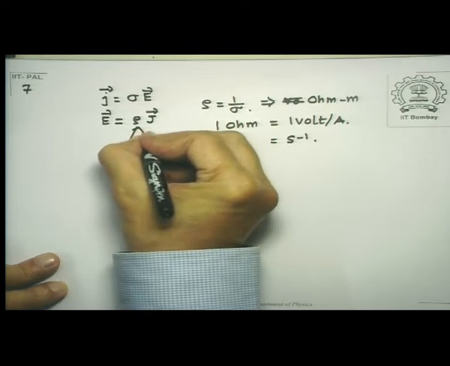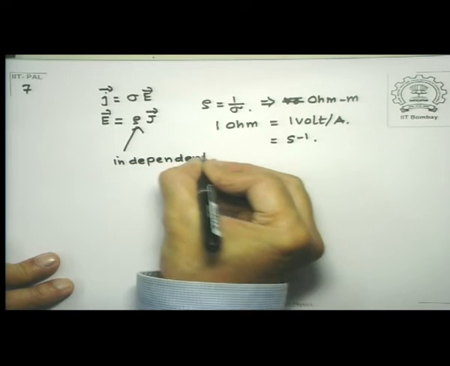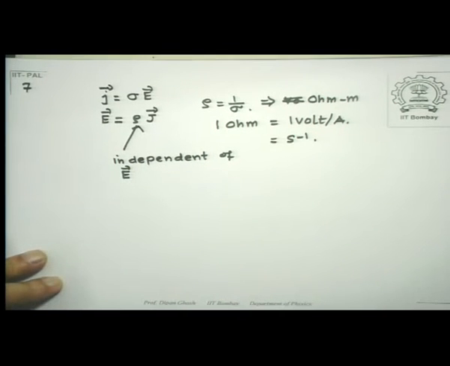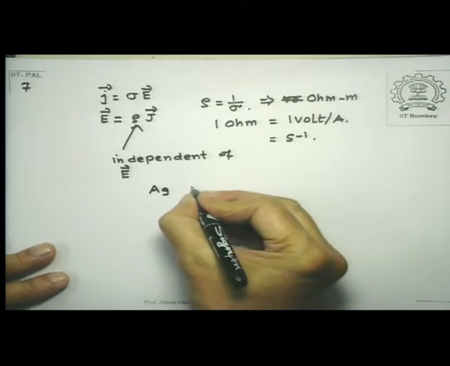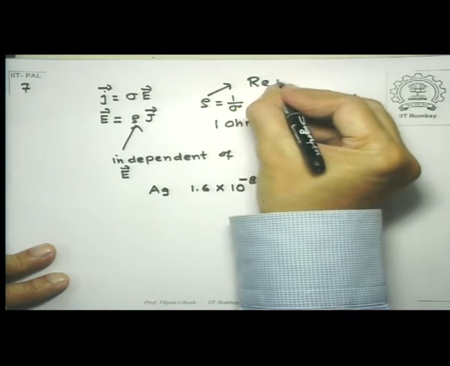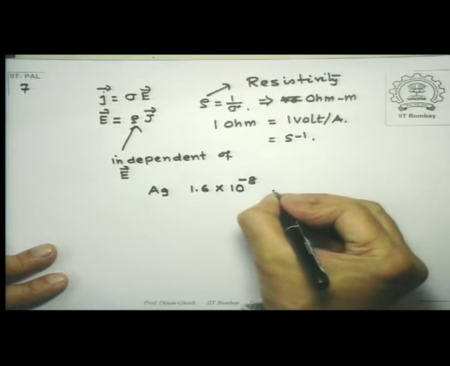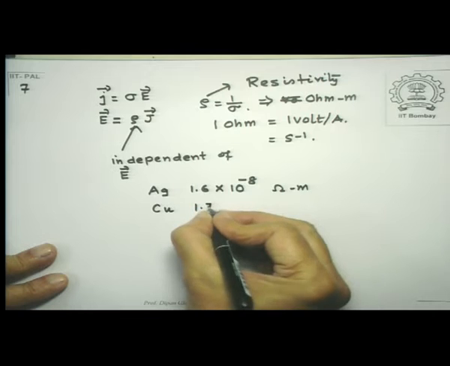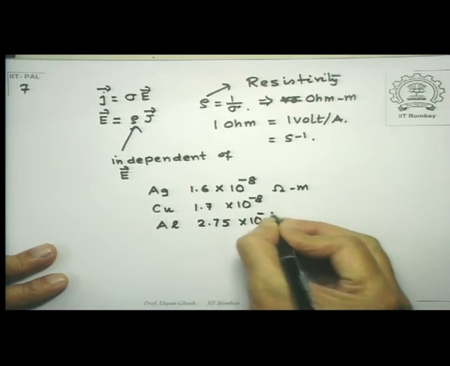This rho, like sigma, is independent of electric field and it depends upon the properties of the material. Conductors are characterized by high values of sigma, or low values of rho. So, typical good conductors are, for instance, silver, which has a resistivity of 1.7 times 10 to the power minus 8. The name of rho is resistivity, and this is an ohm meter unit. Copper is 1.7 times 10 to the minus 8, aluminum 2.75 times 10 to the minus 8, and so on. These are some good conductors.